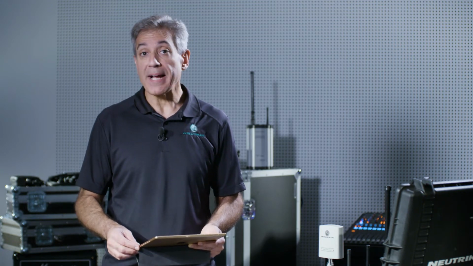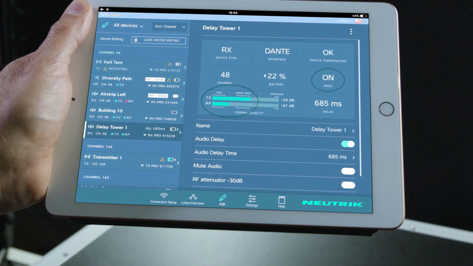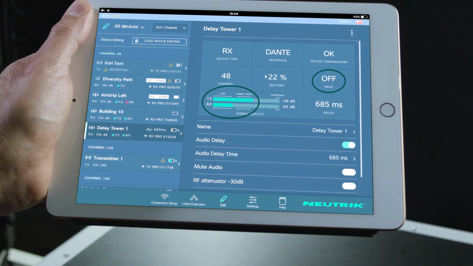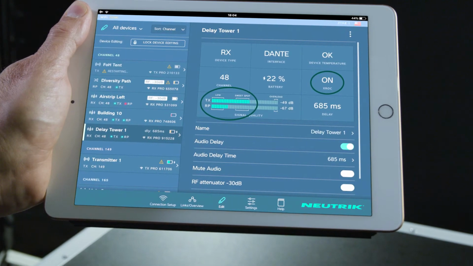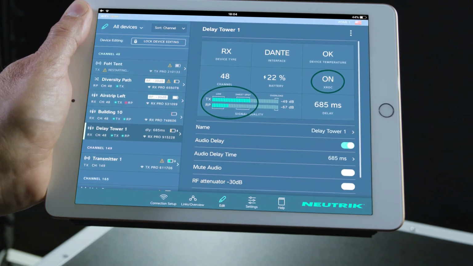A special note about XROC mode. If XROC mode is activated on the TX, the signal quality bar changes to reflect the increased RF headroom. This will be seen by a smaller, low signal bracket indicator.